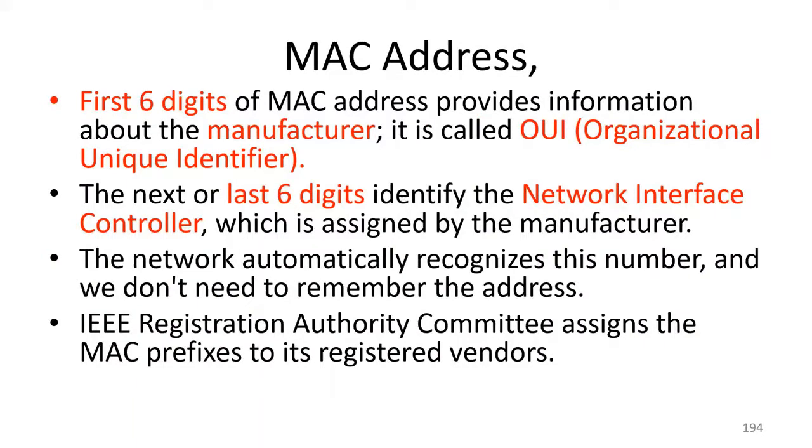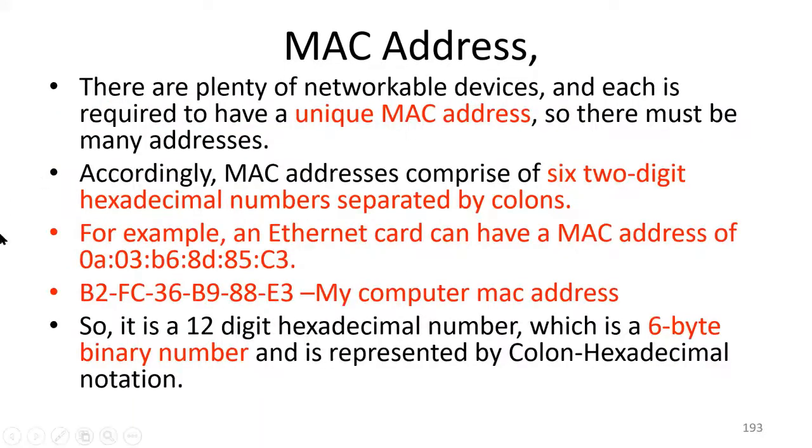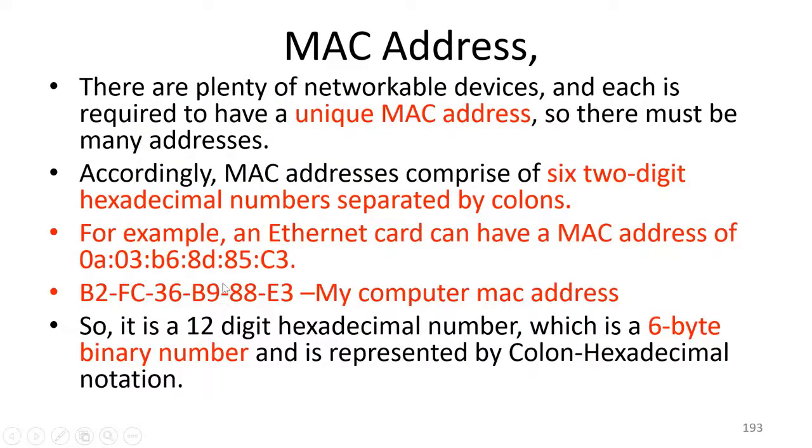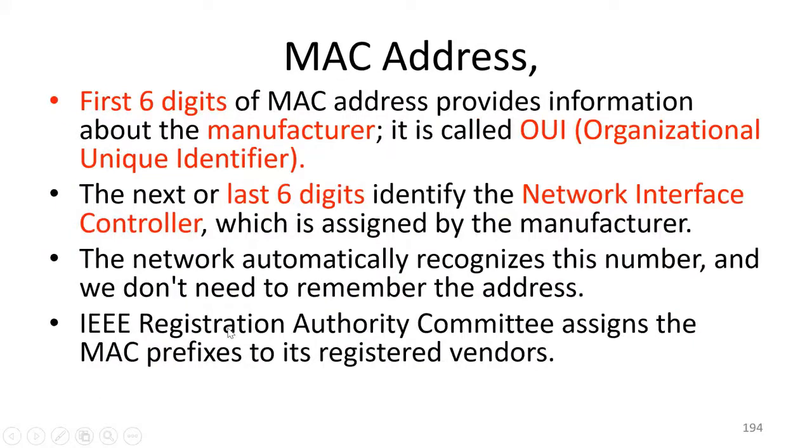Coming to the first 6 digits, how many digits are there? These are all the first 6 digits. The next 6 digits form another part. Already explained that. The MAC address is divided into two parts: the first 6 digits one part, the next 6 digits another part. The first 6 digits of a MAC address provide information about the manufacturer. It is the organizationally unique identifier. Coming to the next 6 digits in the 12 digits, they identify the network interface controller, which is assigned by the manufacturer.